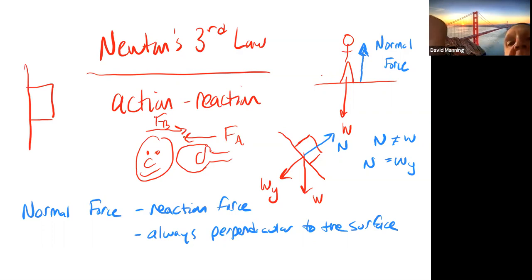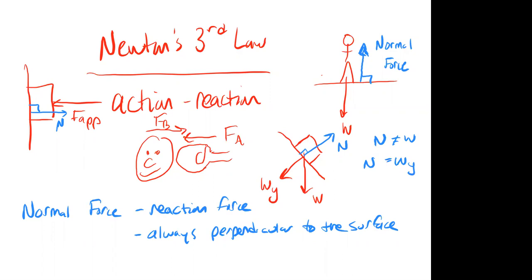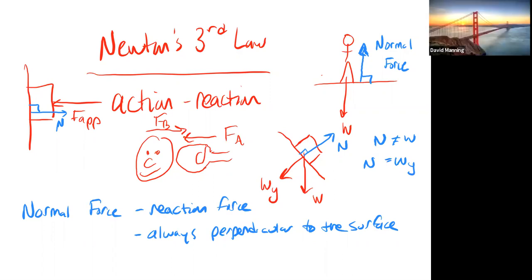Let's say that we're applying a force against the wall, right? The normal force then would be coming back off the wall. So the normal force is always perpendicular to the surface. That's the one thing you need to remember about the normal force more than anything, is that it's perpendicular to the surface.